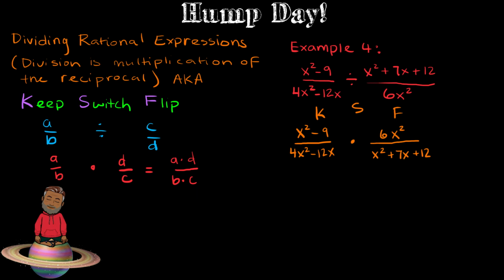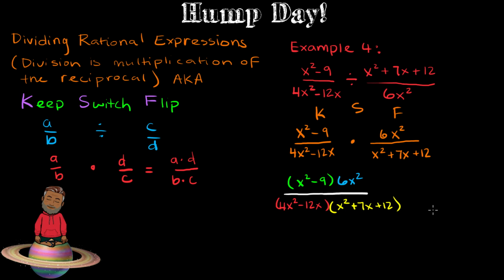Now from here, if you remember, this is multiplication. That means we're going to multiply the tops together. X to the power of 2 minus 9 is going to get multiplied by 6x to the power of 2. Now, since 6x to the power of 2 is not a polynomial, I'm not going to write it in parentheses, over, and then I have 2 polynomials that I still need to write. The 4x to the power of 2 minus 12x, and I'll put that in parentheses because it is a polynomial, and then finally the x to the power of 2 plus 7x plus 12.